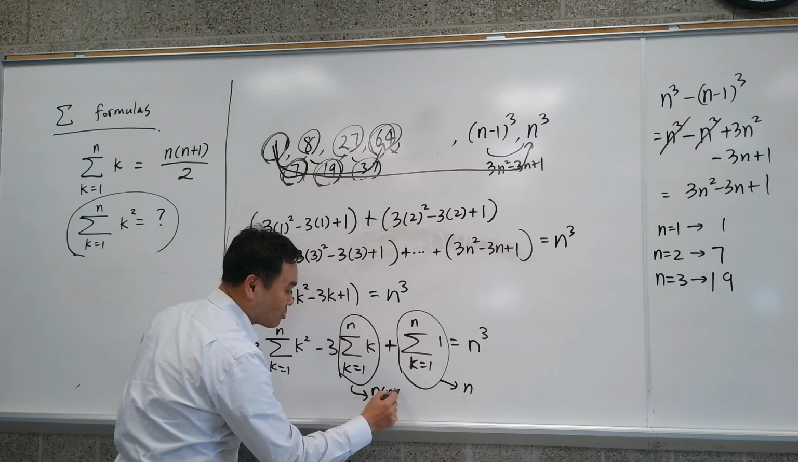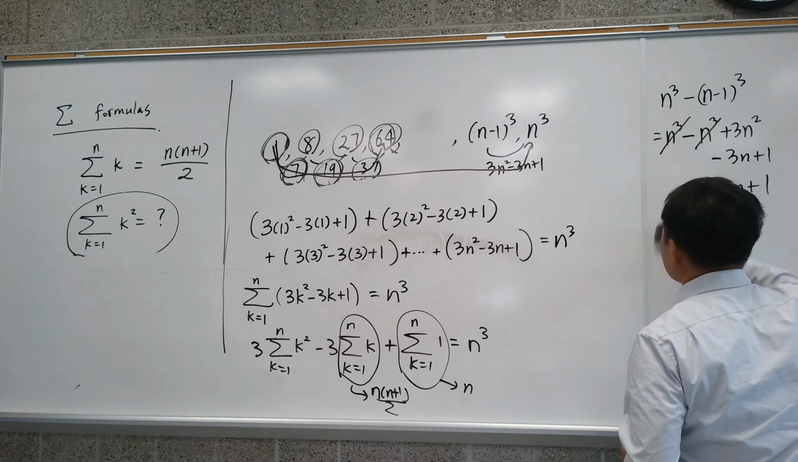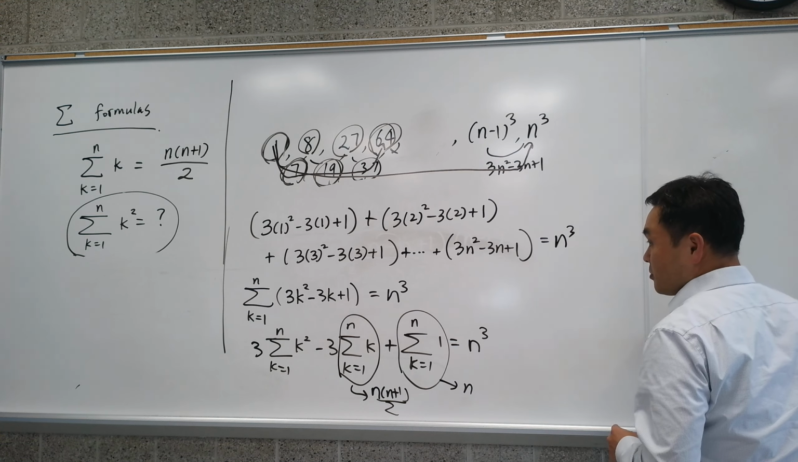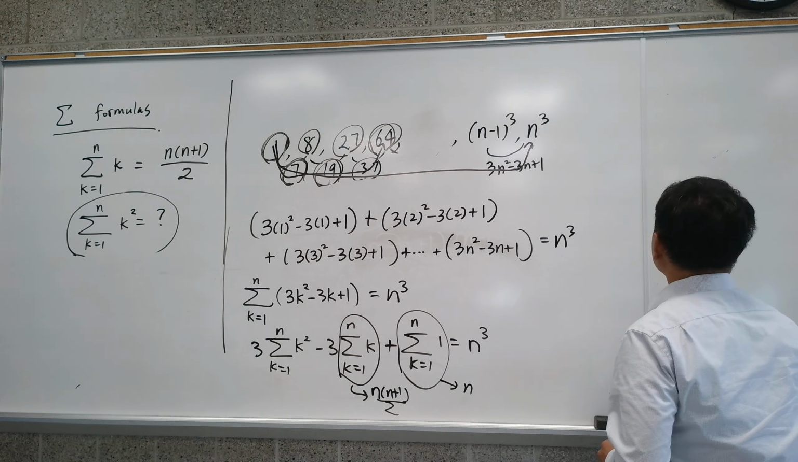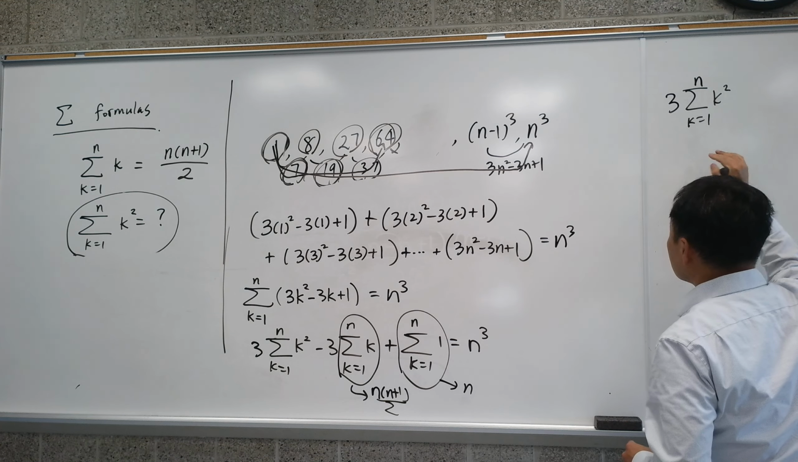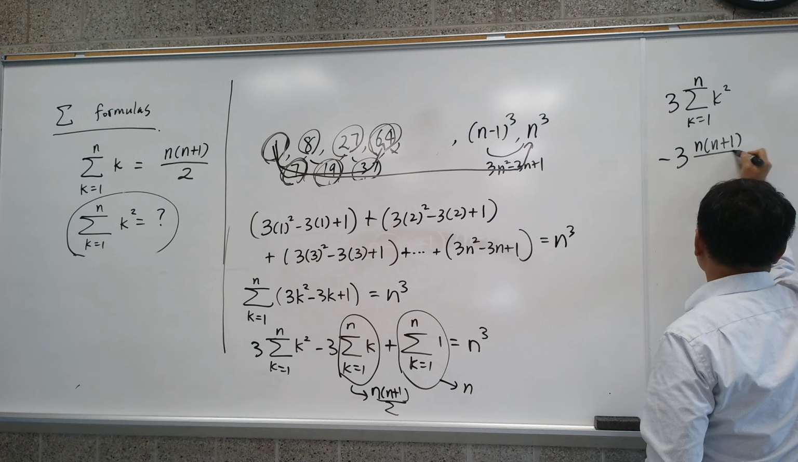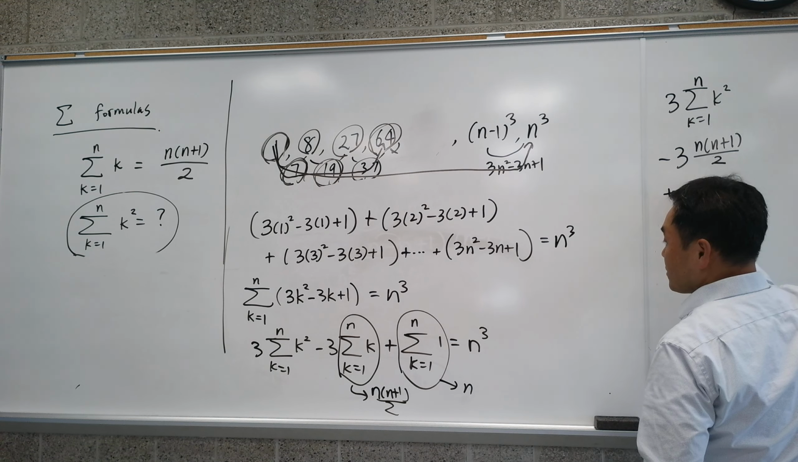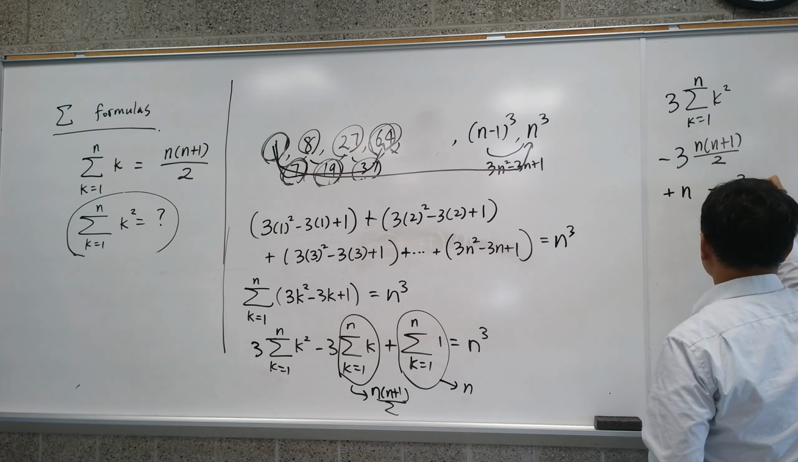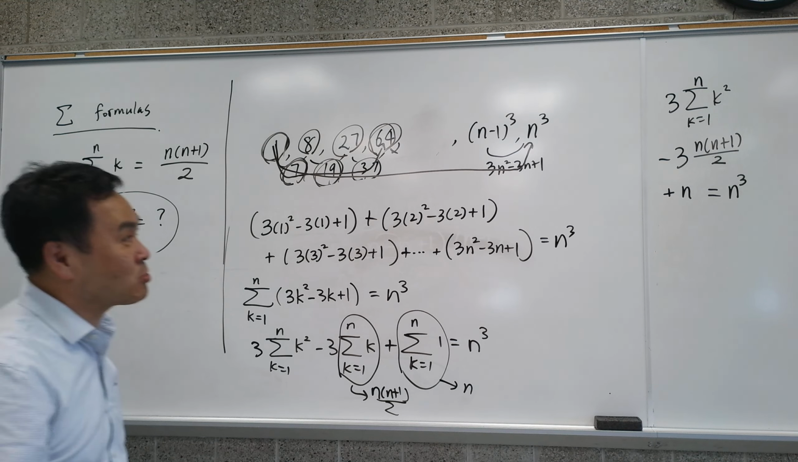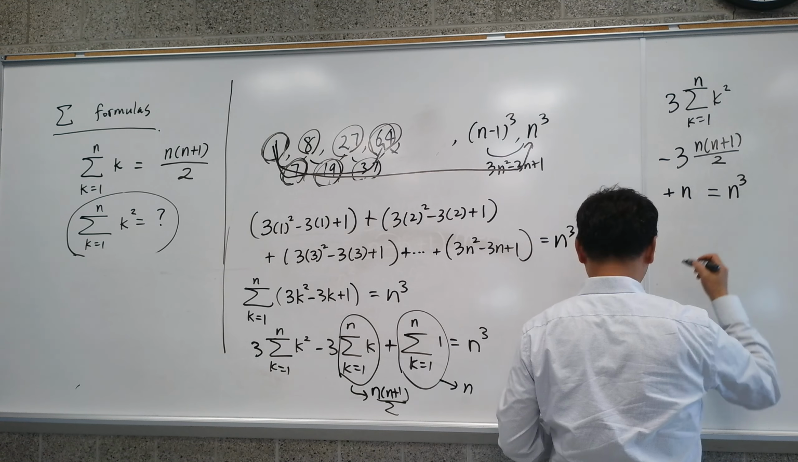So what you end up with is 3 times the summation of k squared, which is the thing that we're interested in. We really want to know this, okay? But if you subtract 3 times n times n plus 1 over 2, plus n, that is equal to n cubed. Okay? Now I don't like fractions, so for the moment, let's multiply everything by 2.